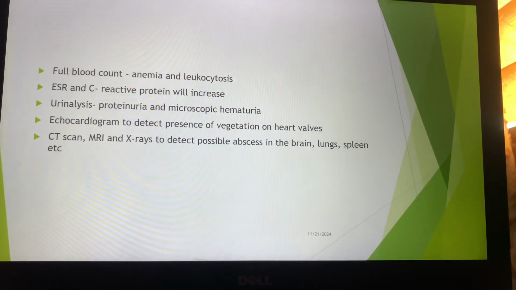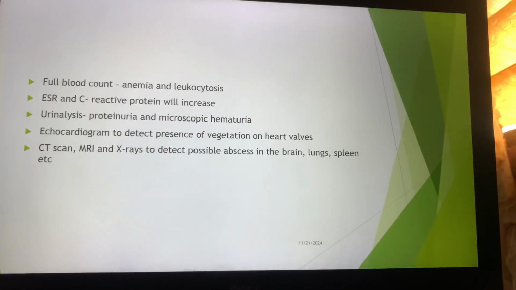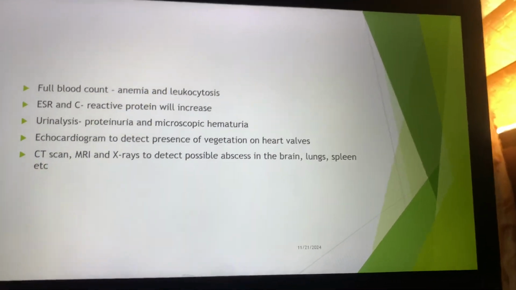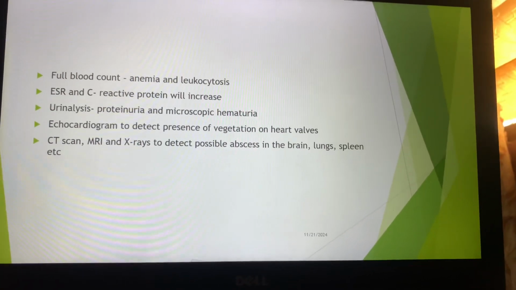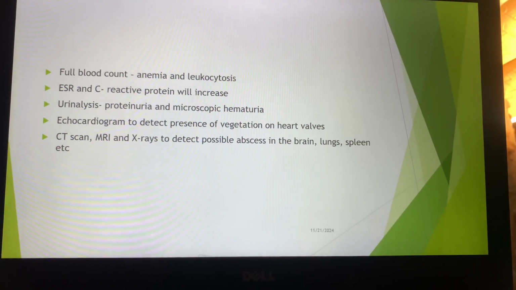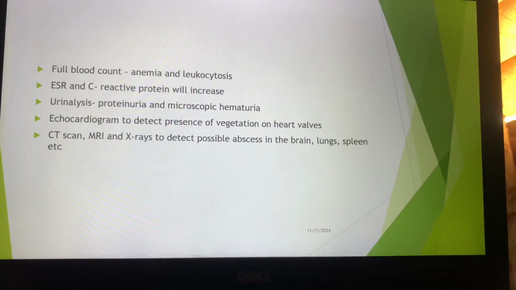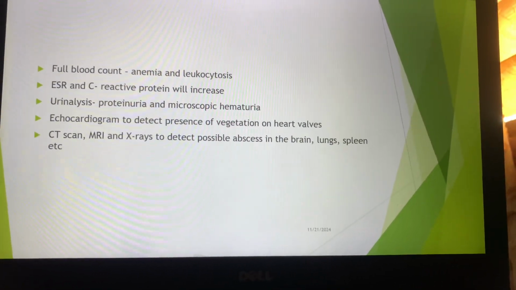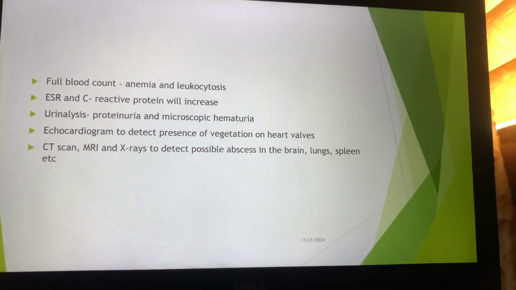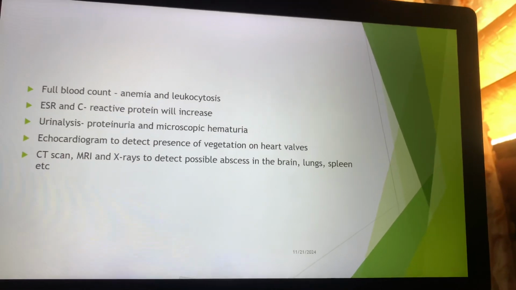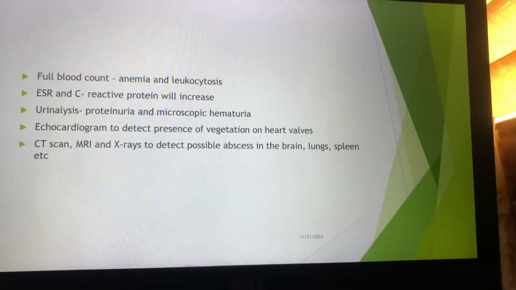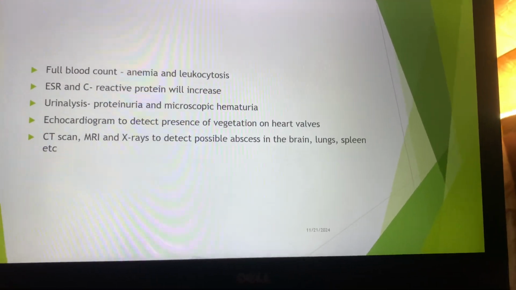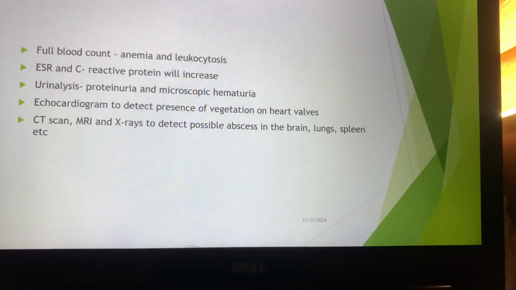Endocarditis is one of the serious sicknesses that affects the whole body. Echocardiogram can be used to detect the presence of vegetation on the heart valve. We can use CT scan, MRI, and X-ray to also detect possible abscesses in the brain, the lungs, or the spleen.